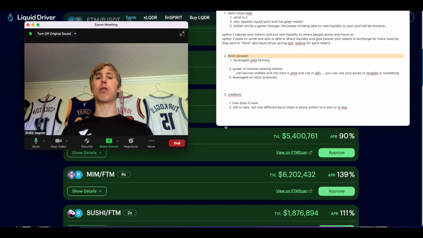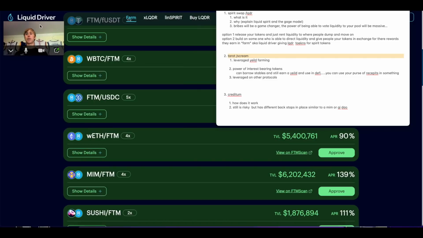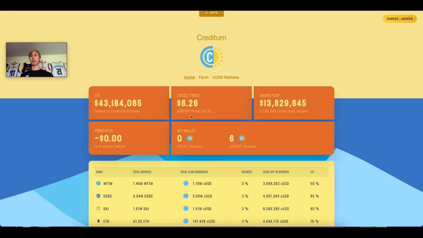Now, the third one I want to talk about is Creditum. Now, Creditum is straight fire sauce. I love this team. I love this community. They actually came out from the quote-unquote stake. They did have an exploit that happened months ago, and they are building from it. But I want to show you guys their protocol and talk to you guys a little bit about it.